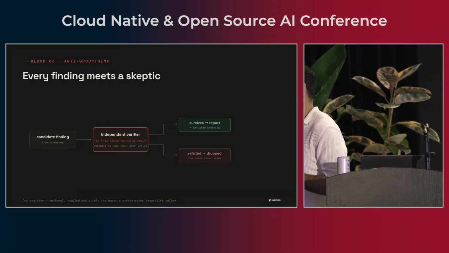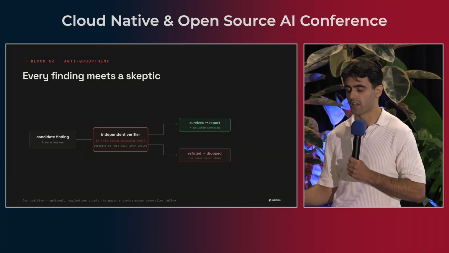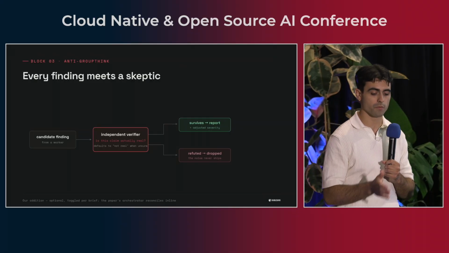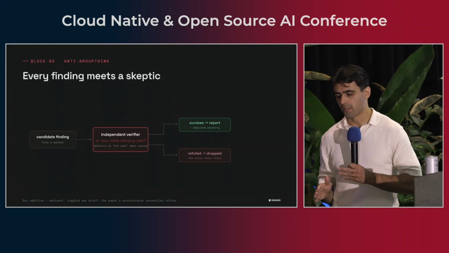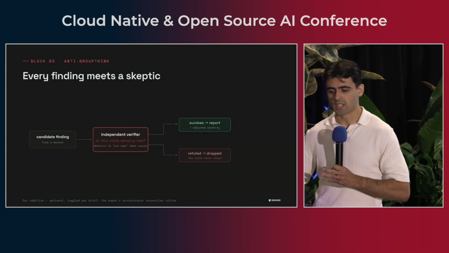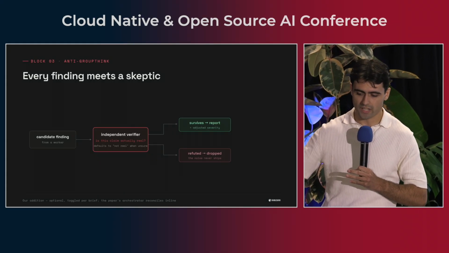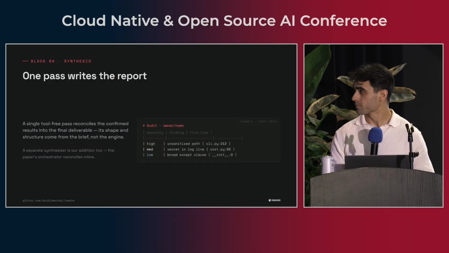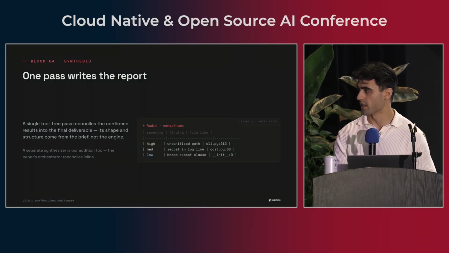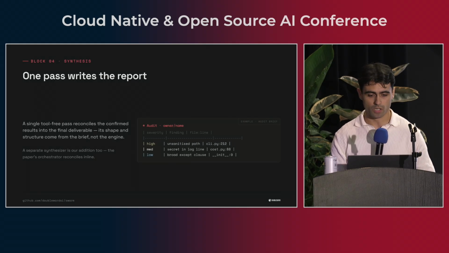And then every finding meets its skeptic. This is just an independent verifier that sits and waits for the reports from each worker, and in isolation of the finding, double checks. This is to stop workers, as they go on their cycles of looking, from convincing themselves of problems that aren't there. So this is a fresh context. Let me look at this fresh again. Is this actually a genuine problem? If it is, it survives. If it's not, it gets removed. And then one pass to write the report, as I said, classifying them as high, medium, or low vulnerabilities.